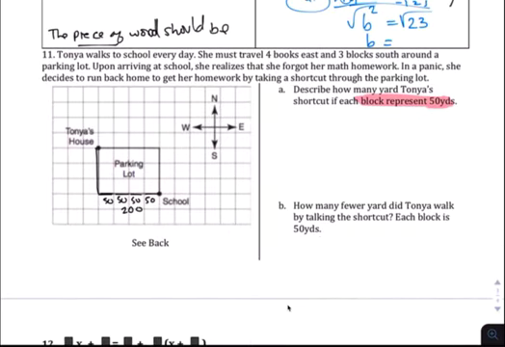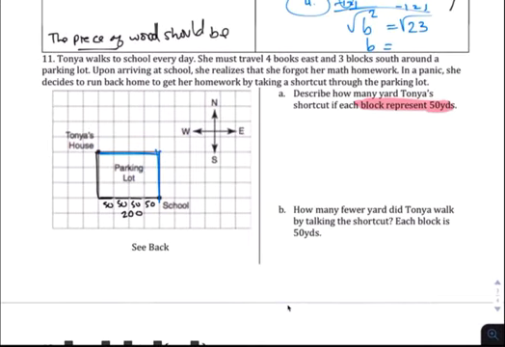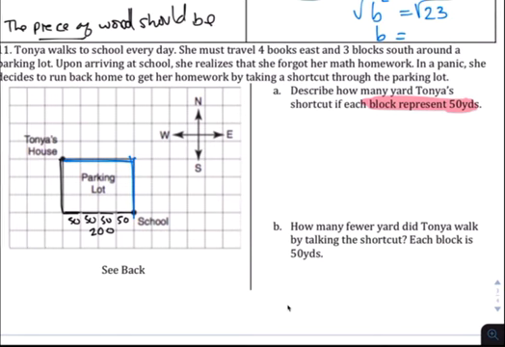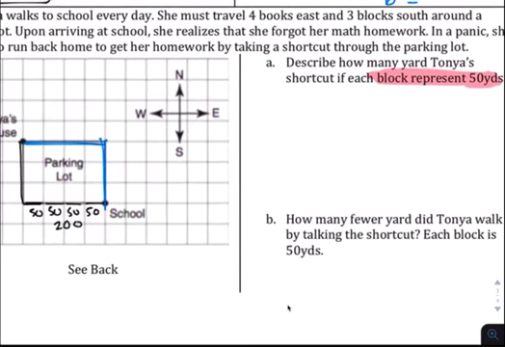Okay, here we go. Tanya walks to school every day. She walks 4 blocks east and 3 blocks south around a parking lot. Upon arriving at school, she realized she forgot her math homework. In a panic, she decides to run back home to get her homework by taking a shortcut through the parking lot.